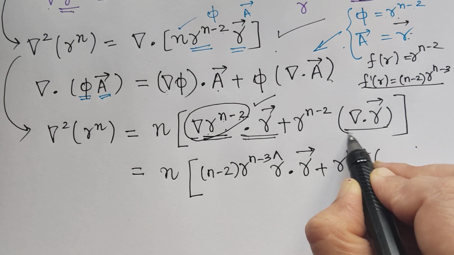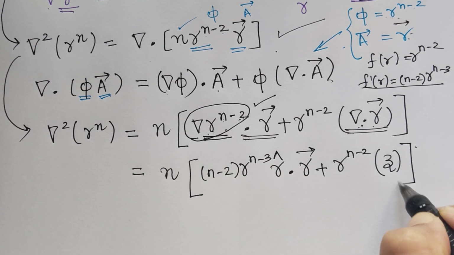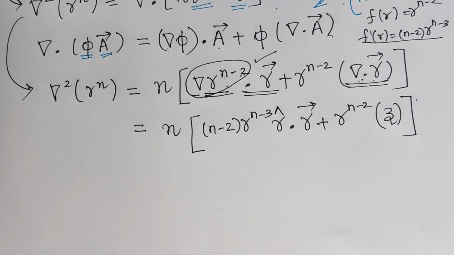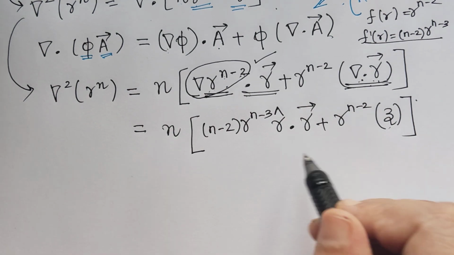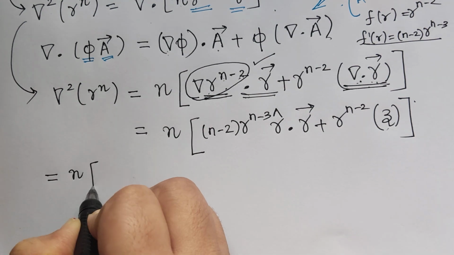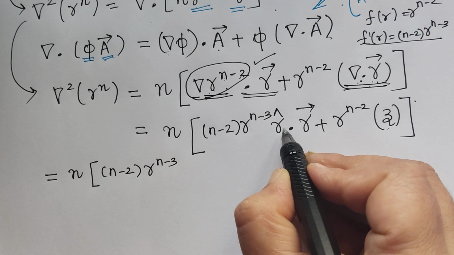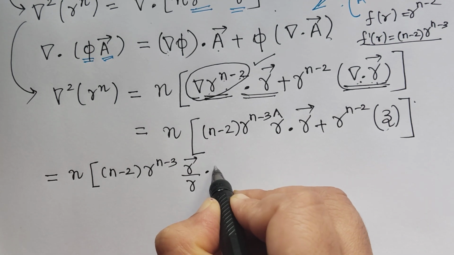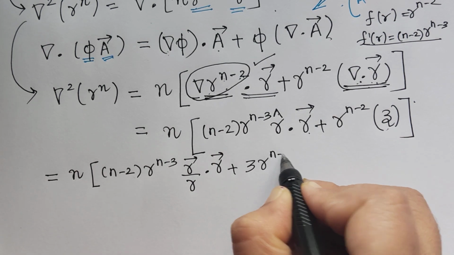And what is nabla dot r vector? Nabla dot r vector is 3. We have already learnt this as a result in our previous video lecture. Kindly you may go through it. So the value of nabla dot r vector is 3, so I have substituted that here. Now we shall simplify this further. So this will be equal to n multiplied with n minus 2 r to the power n minus 3, and r cap can be written as r vector divided by r, dot product with r vector, plus 3 r to the power n minus 2.